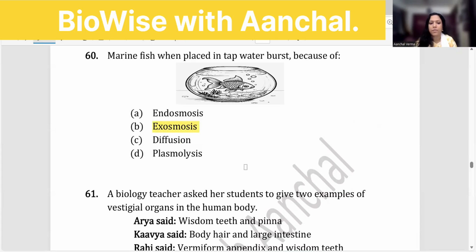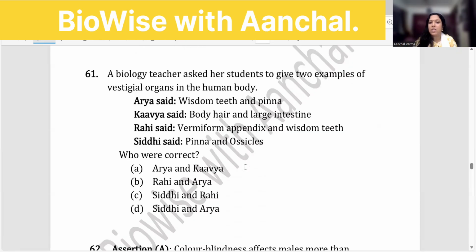Correct? Understood? Our biology teacher asked her students to give 2 examples of vestigial organs. Now, Arya said wisdom teeth and pinna. Kavya said body hair and large intestine. Rahi said vermiform appendix and wisdom teeth. And Siddhi said pinna and ossicles.